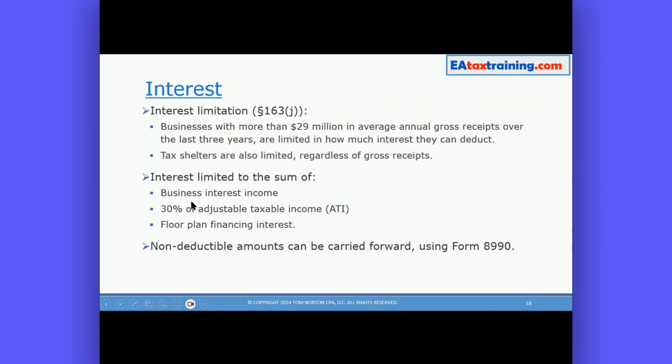Their interest is limited to the sum of these things: their business interest income, 30% of adjusted taxable income, and their floor plan financing interest. Again, you don't need to know the details of that. Just remember they have this 163J limitation, and it is the sum of these three things. That's all you're going to have to know for the exam. You're not going to have to compute it or anything like that. If they ask a question about it at all, it will just be one testing your general knowledge that this exists. Any non-deductible amounts under this limitation can be carried forward, and you use this Form 8990 to show those carry forwards.